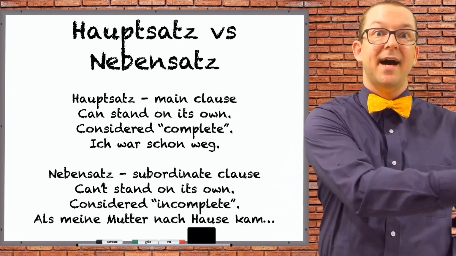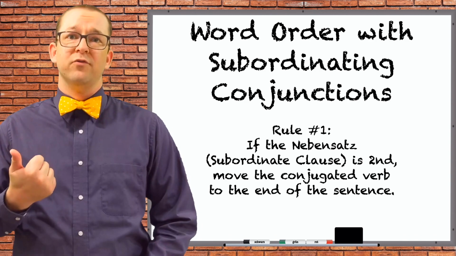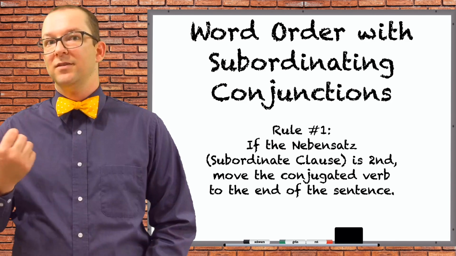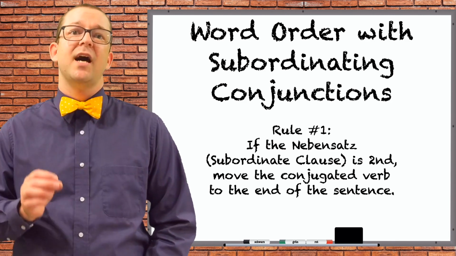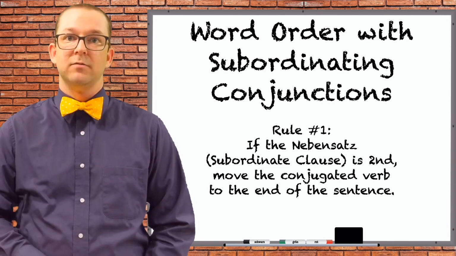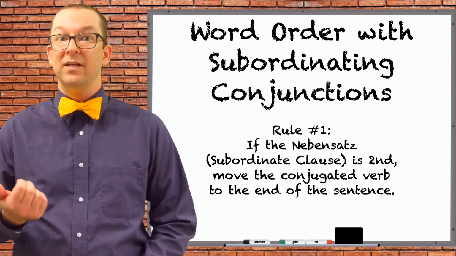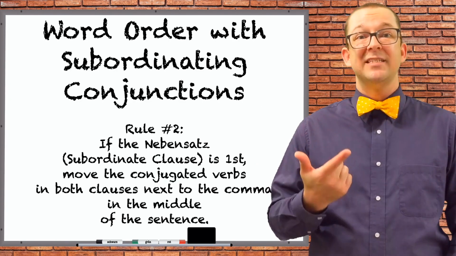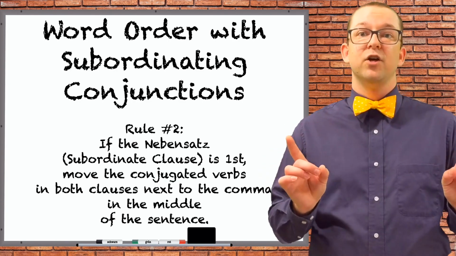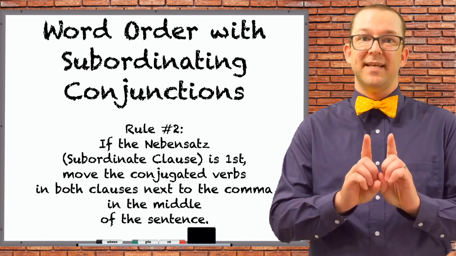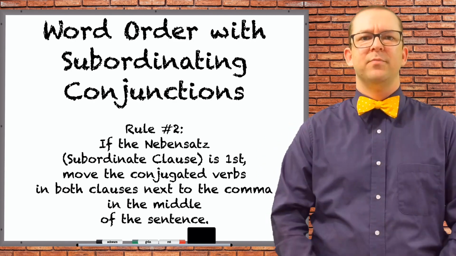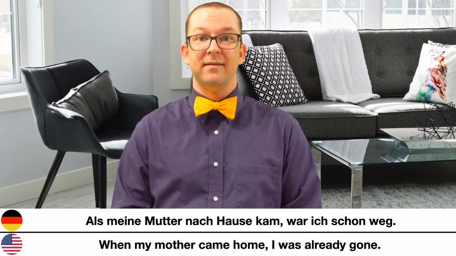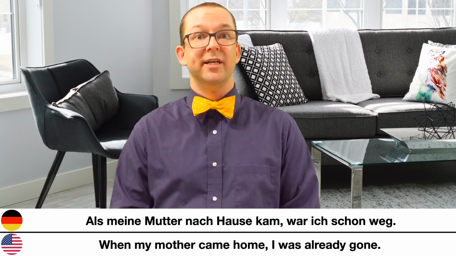So the word order rule number 1 for subordinating conjunctions such as als is when the Nebensatz, or the subordinate clause, is second, put the conjugated verb at the end of that clause. The word order for the Hauptsatz, or the main clause, is not affected. Word order rule number 2 is when the Nebensatz is first, put the conjugated verbs of both clauses in the middle of the sentence next to the comma. For example, als meine Mutter nach Hause kam, war ich schon weg. When my mother came home, I was already gone.